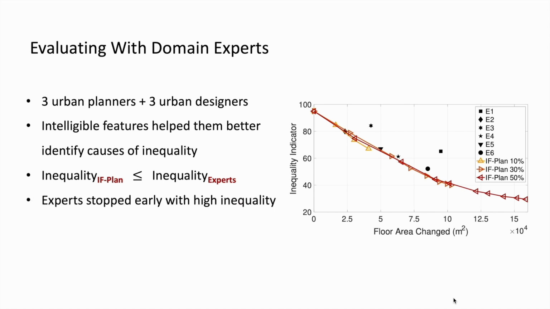Our domain experts stopped early with relatively high inequality score, while our algorithms could iterate more to achieve even lower inequality.